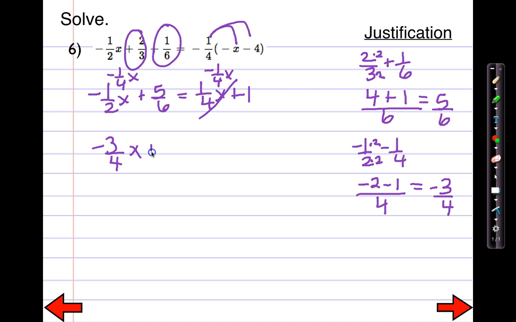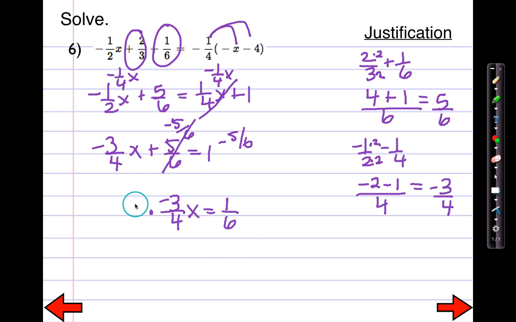I'll bring everything else down, so plus 5/6 equals 1. I'm going to get rid of my constant like I typically do, leaving me with negative 3/4 x equals, I can do this in my head, not negative, it's going to leave me with a 1/6. Now I'm going to multiply by the reciprocal of the coefficient.